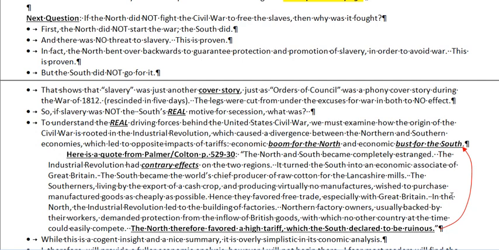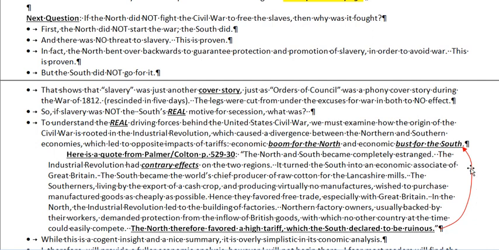But in the North, the Industrial Revolution led to the building of factories. Northern factory owners, usually backed by their workers, demanded protection from the inflow of British goods, with which no other country at the time could easily compete. That is true. Britain's dominating everyone as far as industrial manufacturing, driving everyone out of business. The North, therefore, favored a high tariff, which the South declared to be ruinous.